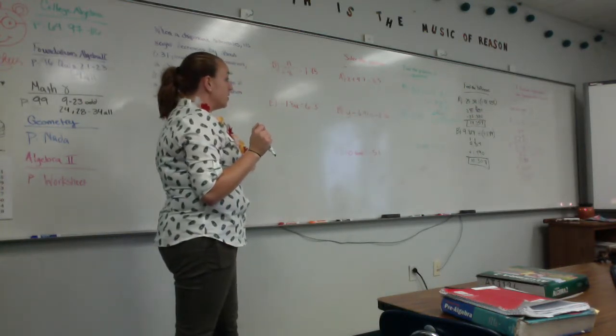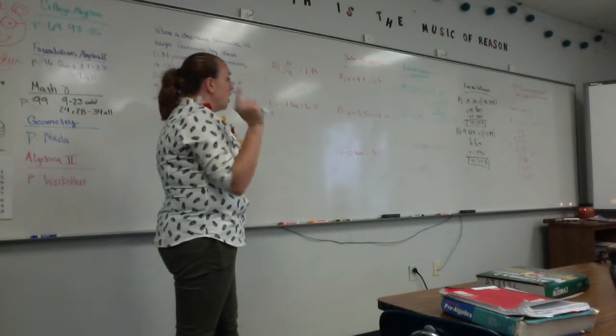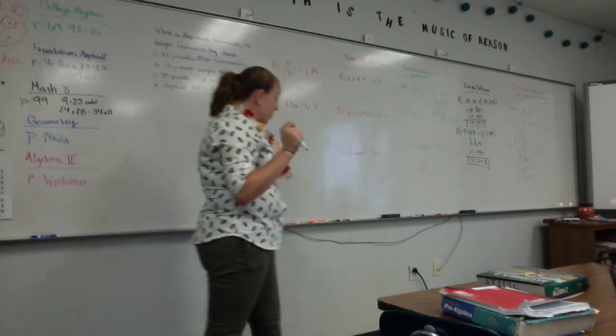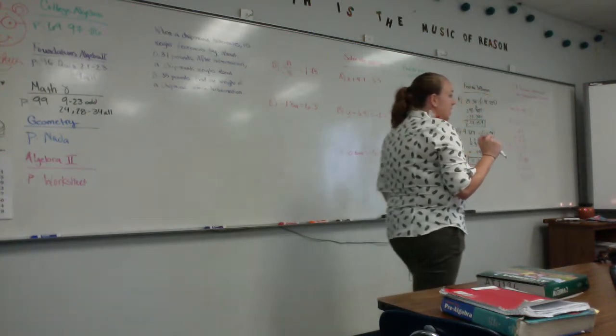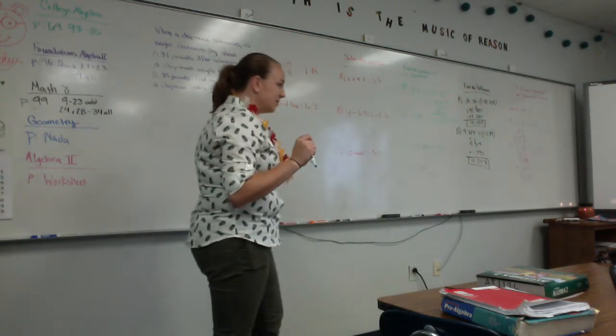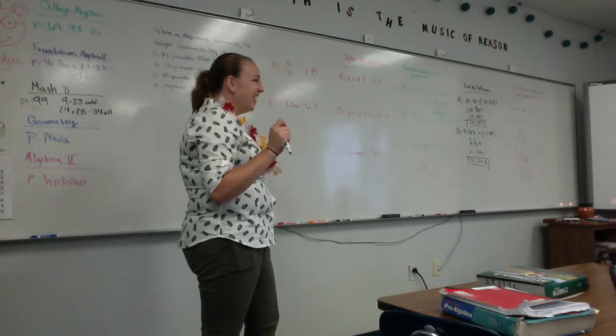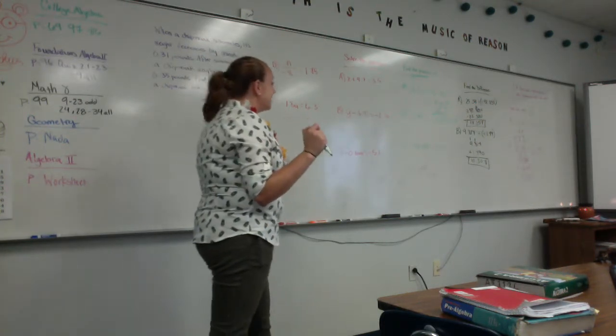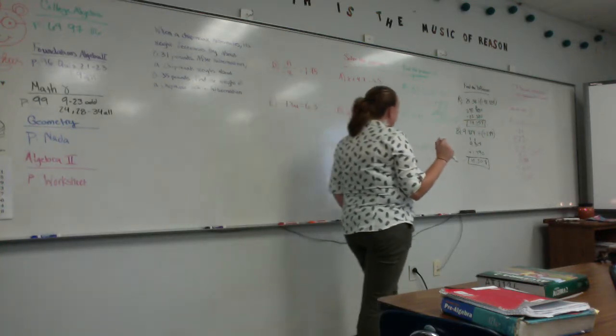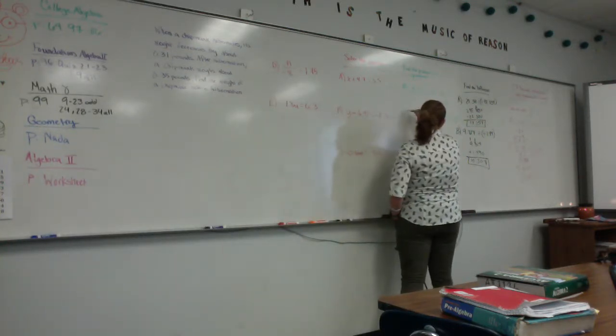Negative 21.08, okay? Now, on your calculator, do negative 11.47 divided by negative 0.7. Would you like me to do it for you? What's negative 11.47 divided by negative 0.7?